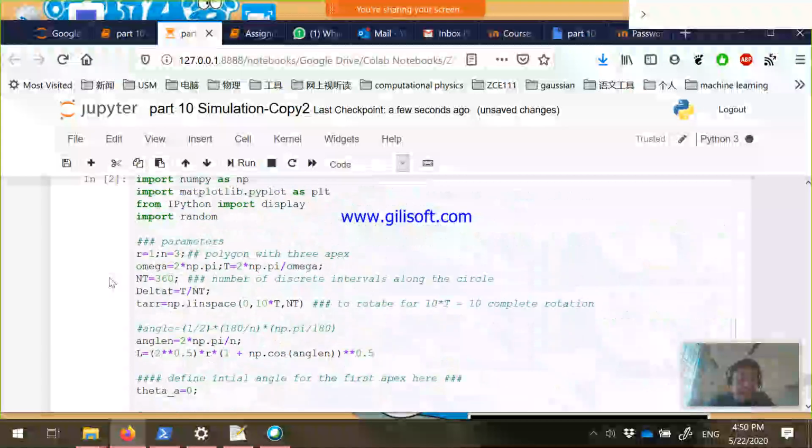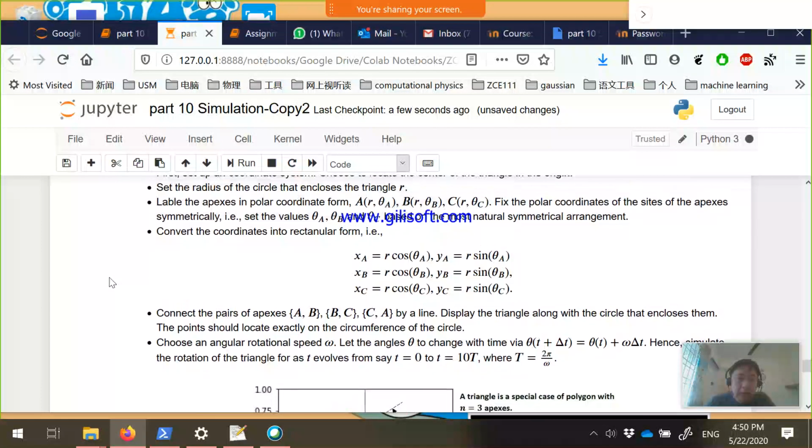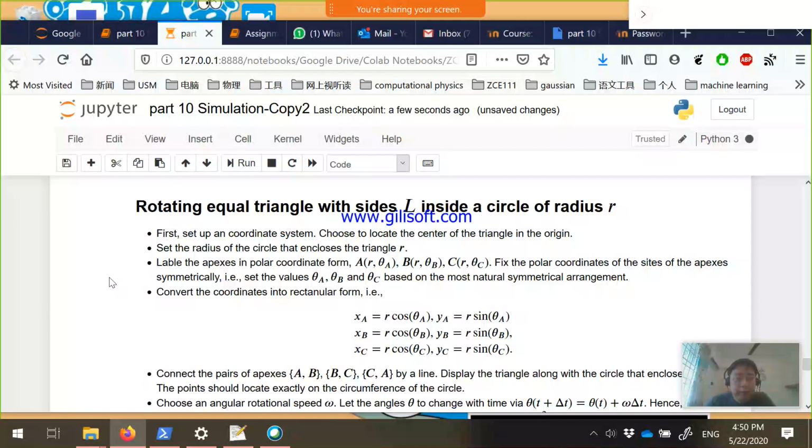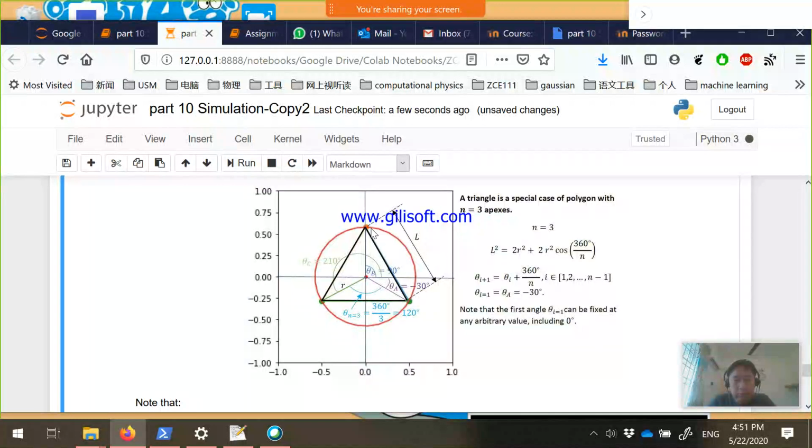Now in this last sample, in order to simulate this problem of a circle with a triangle of side L inside, you need to know geometry. This is what you learn in Form 3. So you have a circle with radius r, with a triangle of side L inside the circle. You are asked to simulate how this triangle rotates inside the circle, where the 3 points are moving along. In order to do that simulation, geometry is very important.